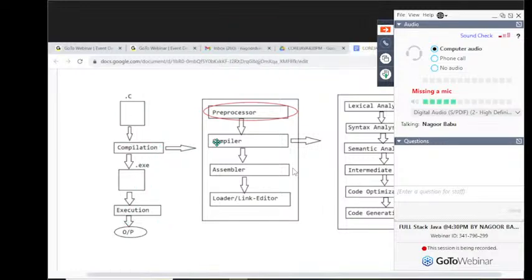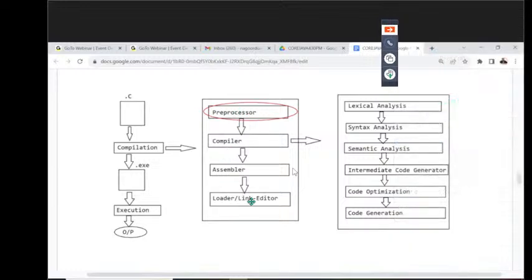Execution output. In the compilation, preprocessor is available. Compiler, assembler, loader, link editor. Of course, this part is not necessary now, but to complete the diagram, I give the remaining part here. Inside the compiler, we have nearly 6 phases. What are the various phases here? Lexical analysis, syntax analysis, semantic analysis, intermediate code generator, code optimization, code generation. These many things exist clearly.